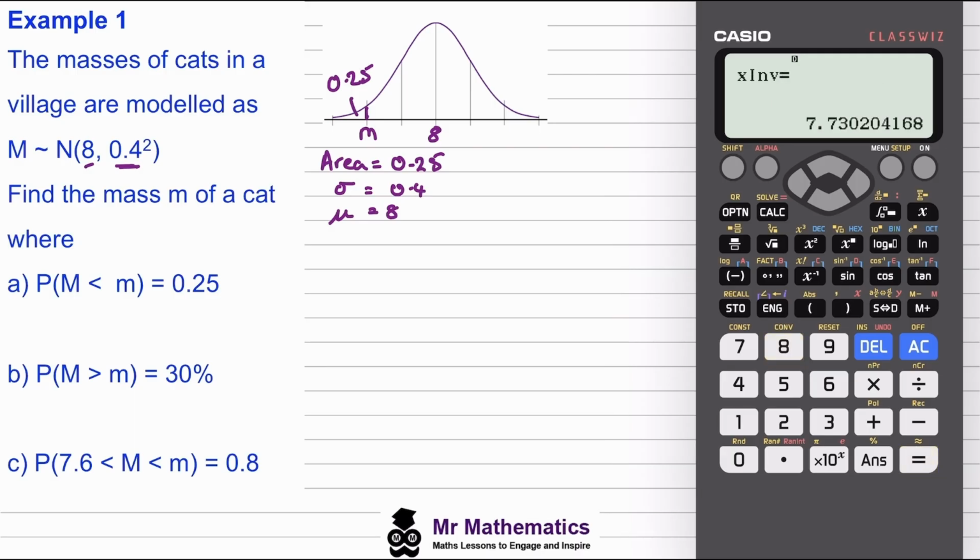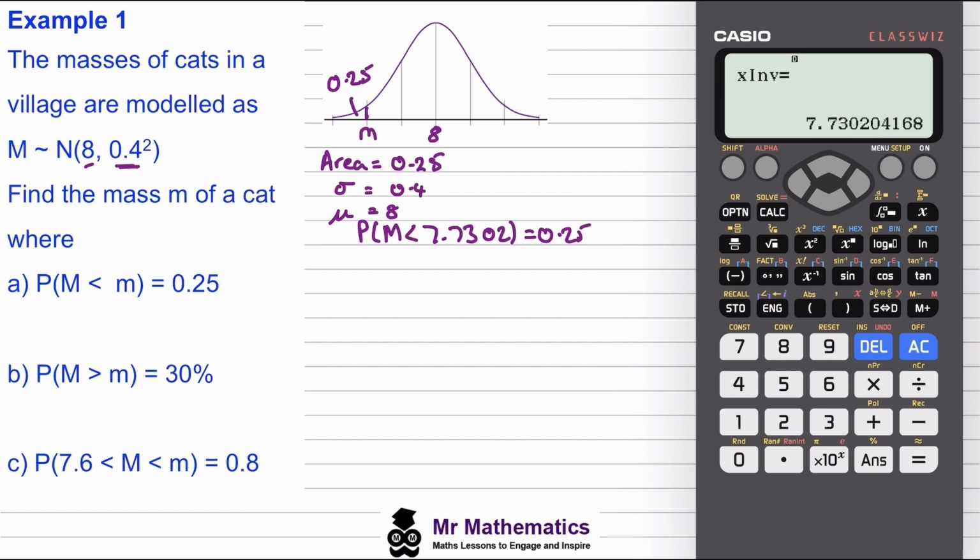Press equals, so now we know that the probability of a random variable being less than 7.7302 is equal to 0.25. Okay?